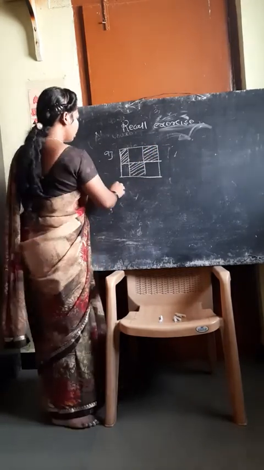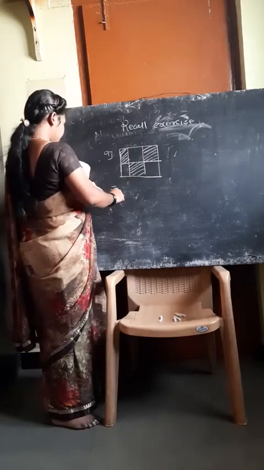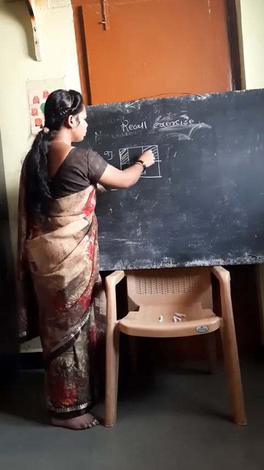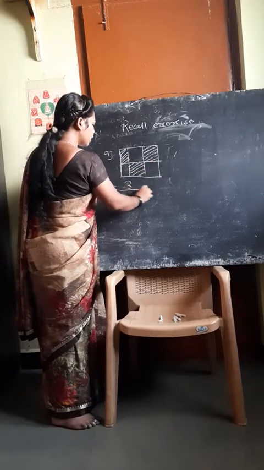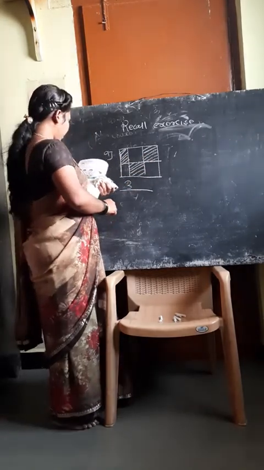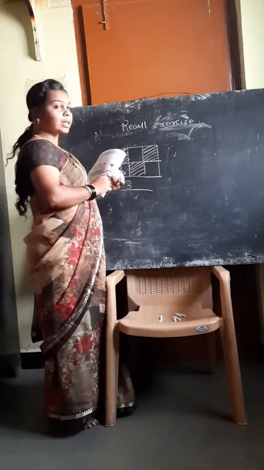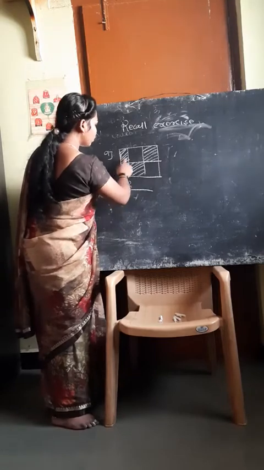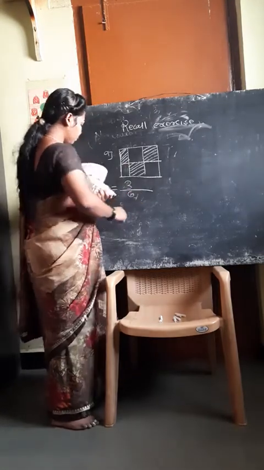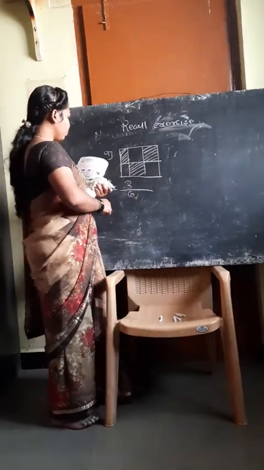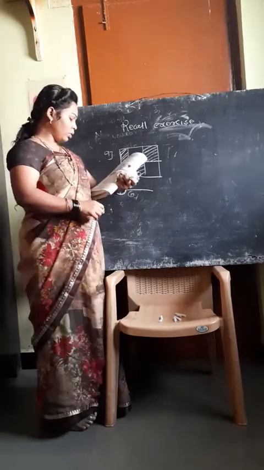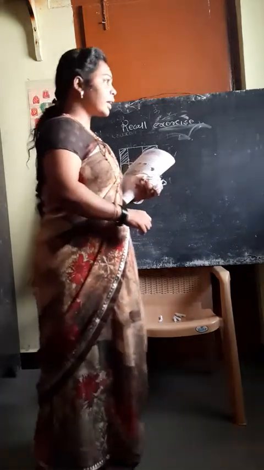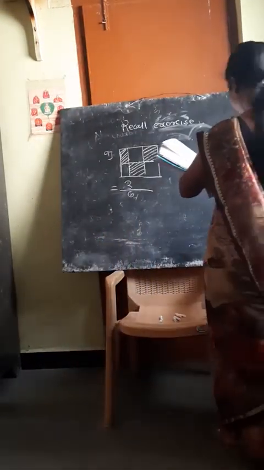Here the numerator represents the selected part, that is the shaded part, which is 3 parts, and the denominator represents the equal parts of the whole. Total equal parts of the whole is 6. Then 3/6 is the fraction.